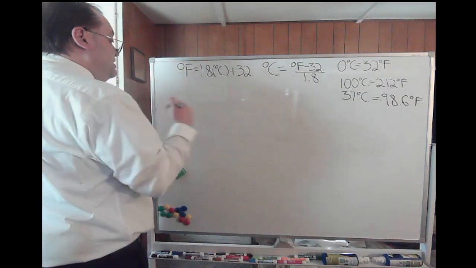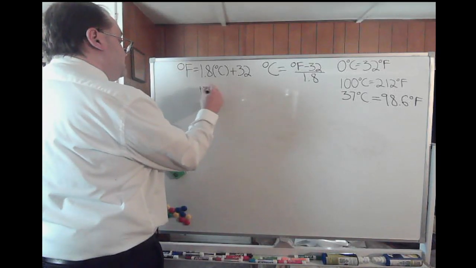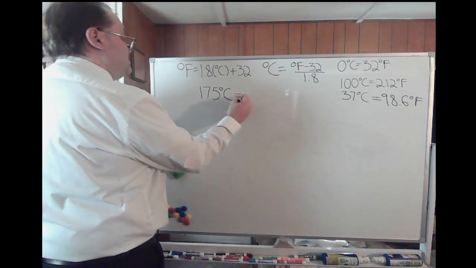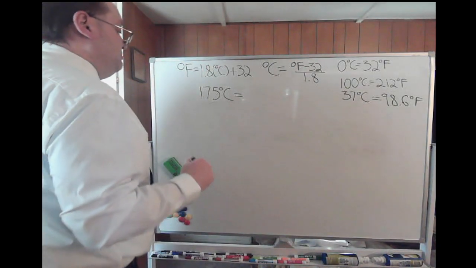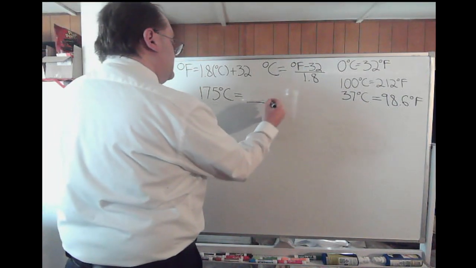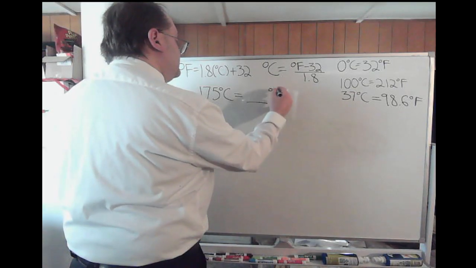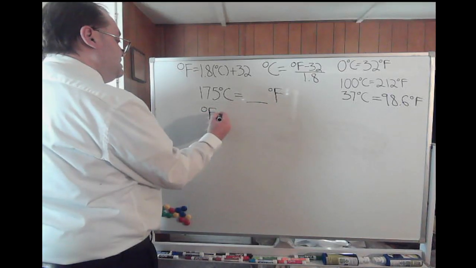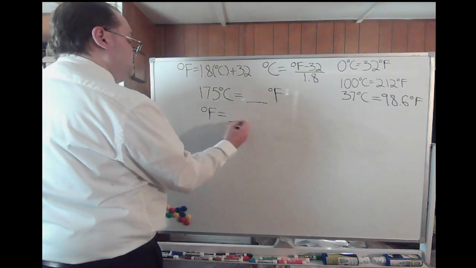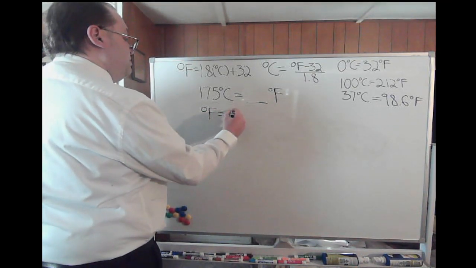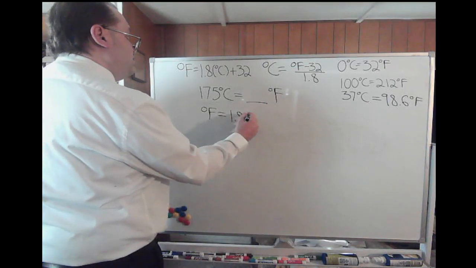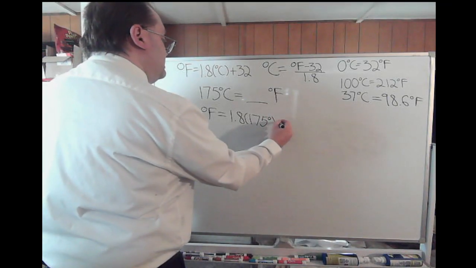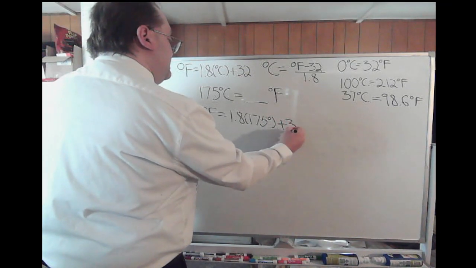Okay, let's say 175 degrees Celsius, which are some oven temperatures in metric countries. What is 175 Celsius in degrees Fahrenheit? Well, of course, to get the degrees Fahrenheit, you will take 1.8 times your degrees Celsius, which would be 175 degrees. Then you'll add 32 to that.